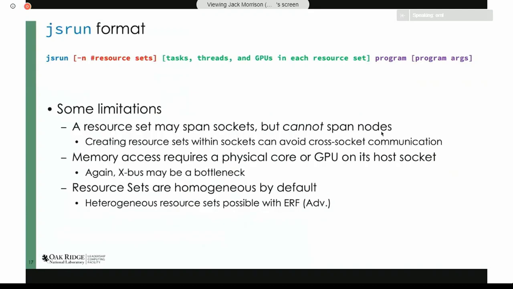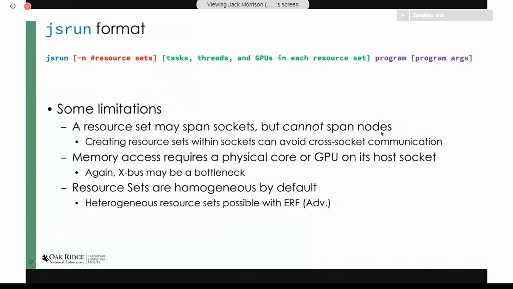Now there are some limitations to consider when designing resource sets. And maybe the first one is that they cannot span nodes. The largest resource set on Summit you could possibly have would be the 42 physical cores and 6 GPUs, which is one resource set per node. That's essentially saying, forget resource sets, use the entire compute node.